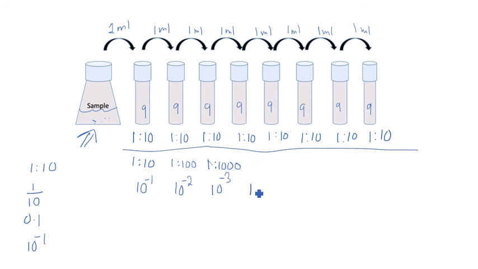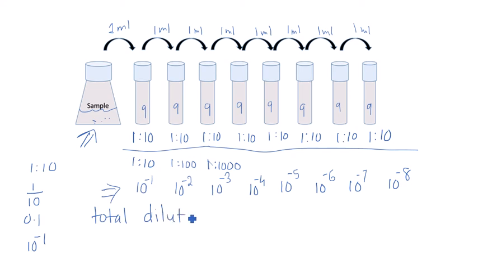Tube number 4 will be 10 to the power minus 4, then 10 to the power minus 5, 10 to the power minus 6, 10 to the power minus 7, 10 to the power minus 8. This is easy because we are only adding 1 in 10, 1 in 10, 1 in 10 all the way to tube number 8. So again, this is tenfold dilution, and we are adding 1 ml in a total of 10 ml. So your exponent will increase by 1 digit, of course. These numbers right here will be your total dilution factor or net dilution factor of your tubes.